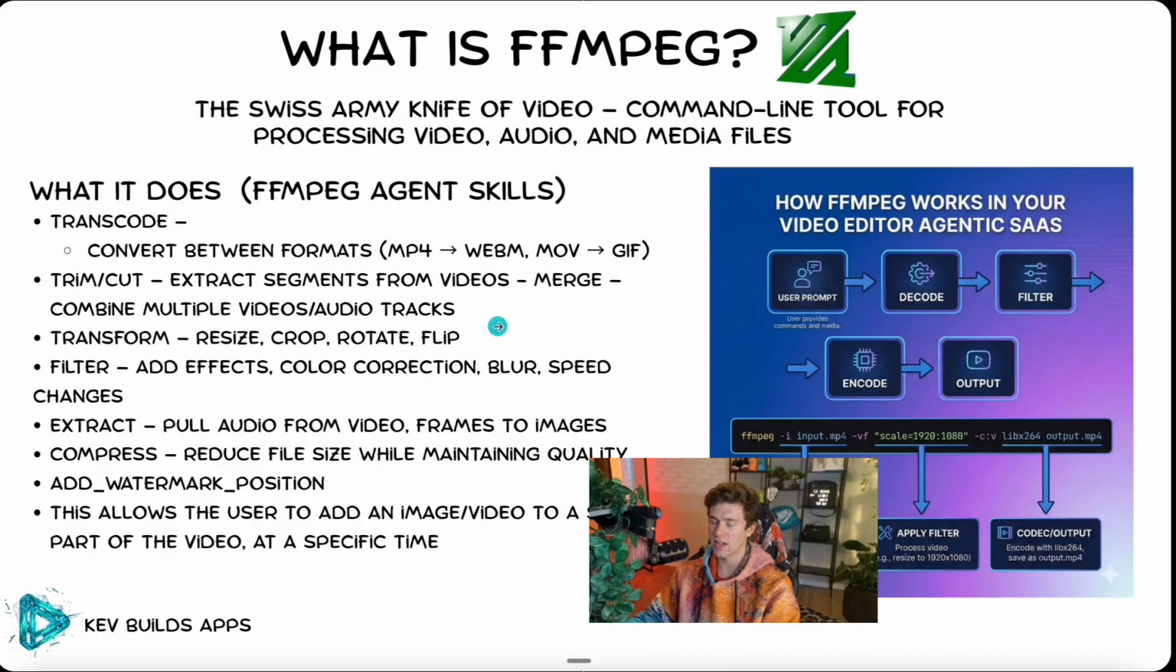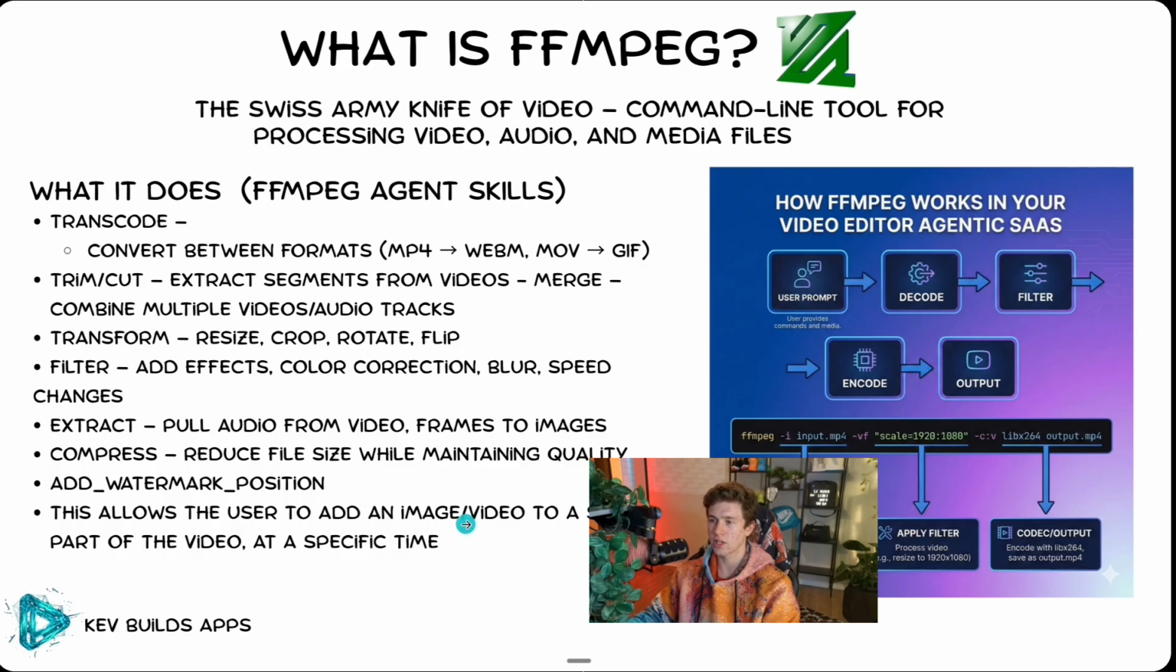You could add color effects or color corrections, and you can also add speed changes. You can extract audio from video, you can extract frames from videos and turn those into images. You can compress the file size, and you can add watermark position. So if I wanted to add an image to my edit, I can literally just say in a prompt where to add that image and for how long, and it'll go ahead and do that.